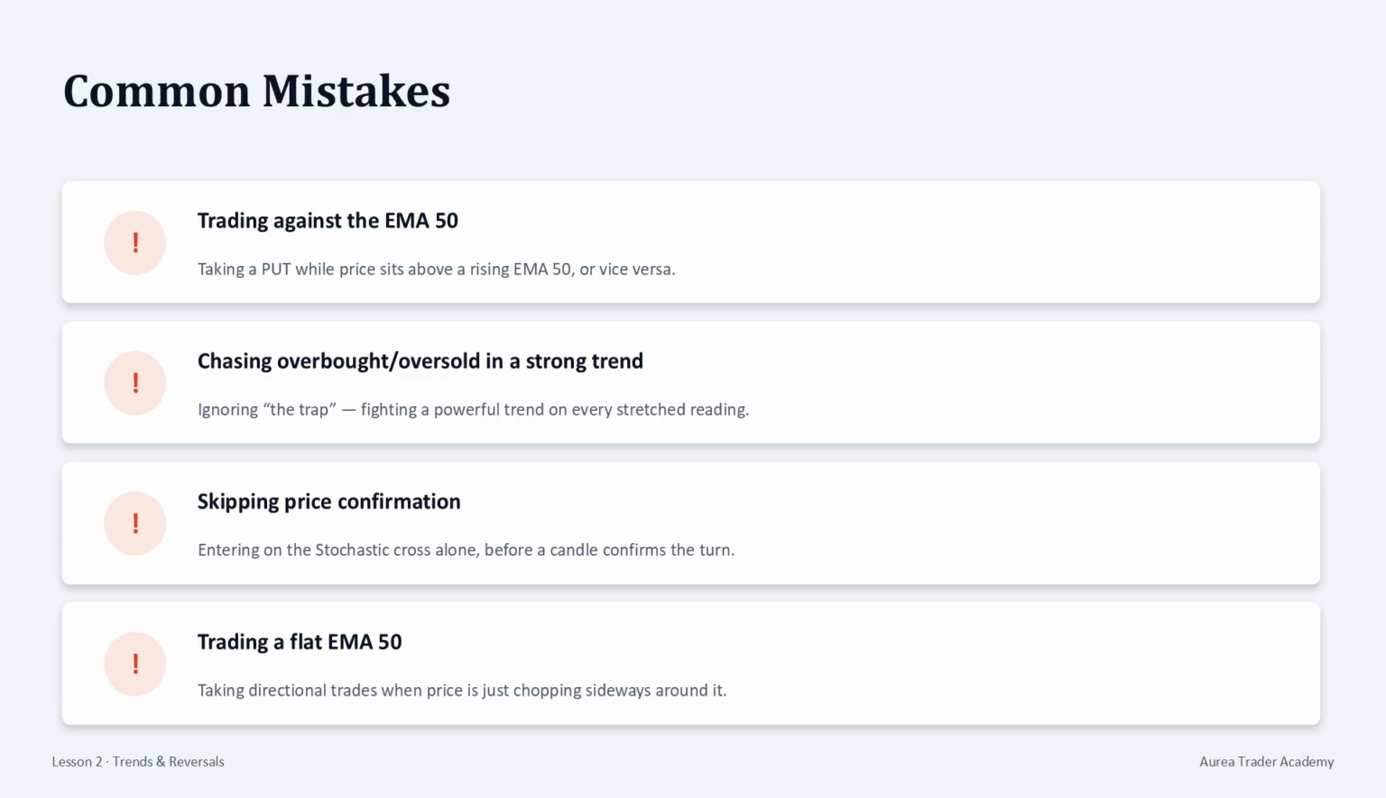Here's where this setup goes wrong for beginners. Trading against the EMA 50, taking a put while price sits above a rising EMA 50, or vice versa. Chasing overbought or oversold readings in a strong trend, ignoring the trap we just covered. Skipping price confirmation, entering on the stochastic cross alone, before a candle actually confirms the turn. And trading a flat EMA 50, taking directional trades when price is just chopping sideways around it.